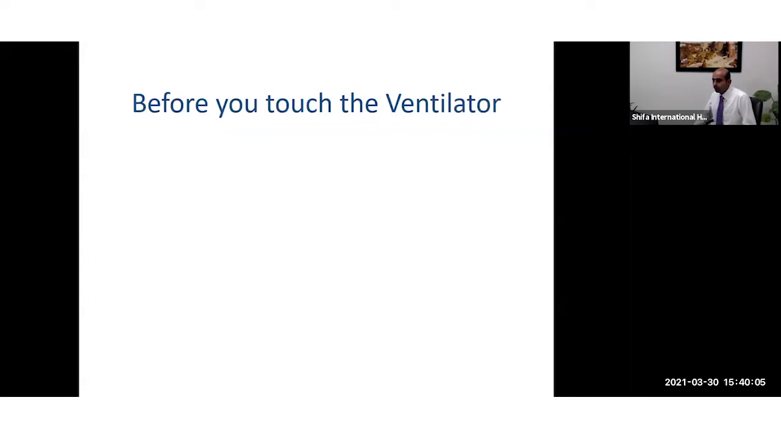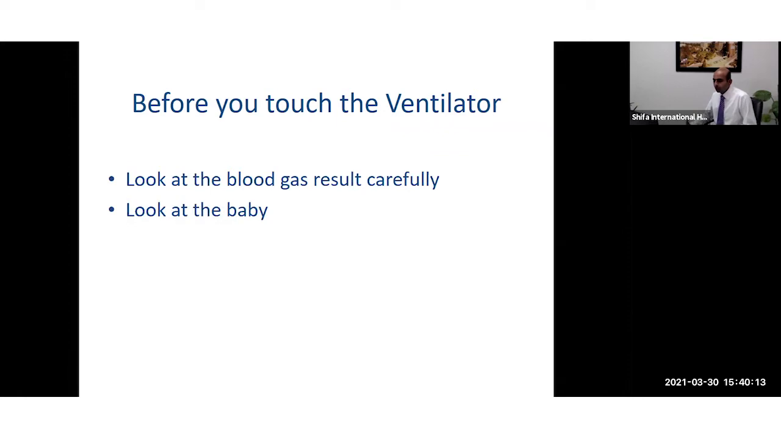Before you go and touch the ventilator, you need to look at the blood gas very carefully: what is the primary abnormality on the blood gas. Look at the baby, is the chest moving? Does the baby need suction? Look at the ventilator, look at the graphs, look at the volumes which are being generated, look at the peak inspiratory pressure. If there are wide fluctuations in different parameters, that means there might be something wrong with the equipment rather than the baby.